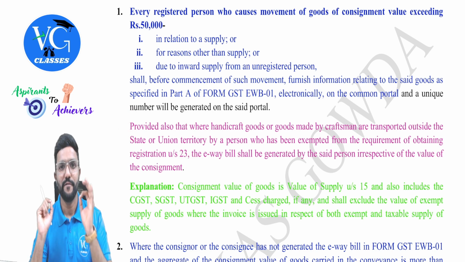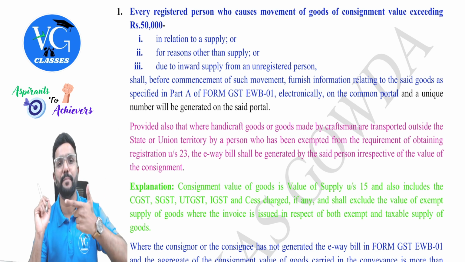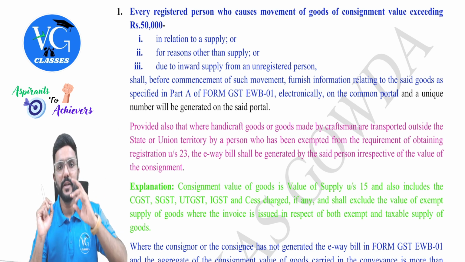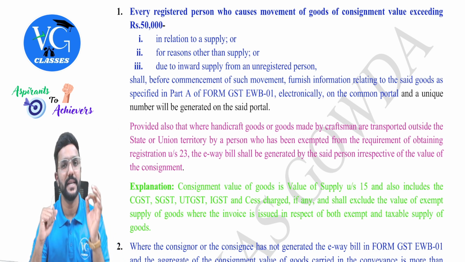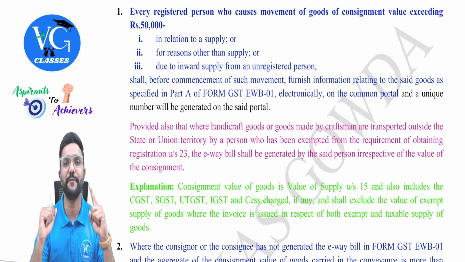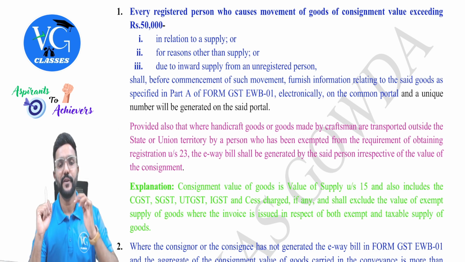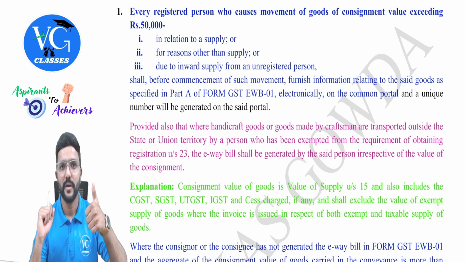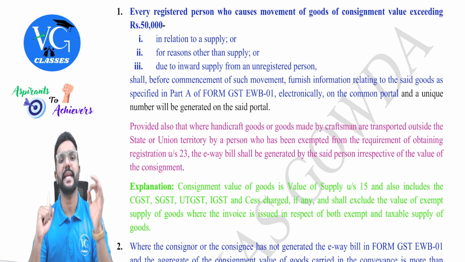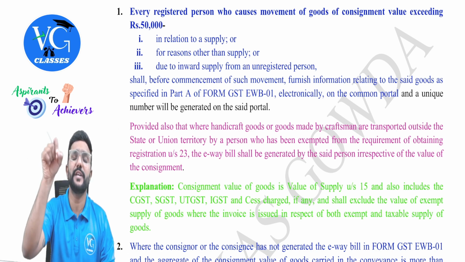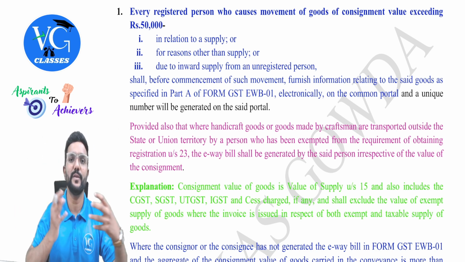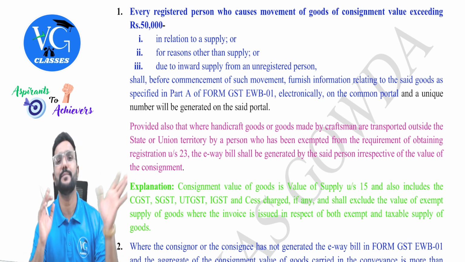I repeat, for the person who is supplying the notified handicraft goods or the goods which are predominantly made by hand, that is craftsman, even if they are supplying the goods outside the state, still registration is not mandatory as per section 24. Section 23 is telling subject to condition for them the registration is exempted. What is it? Their aggregate turnover is within 20 lakh or 10 lakh in case of special states. They should have a PAN and they should generate e-way bill for the movement of goods irrespective of their consignment value. Whether consignment value is less than 50,000 or more than 50,000 doesn't matter.